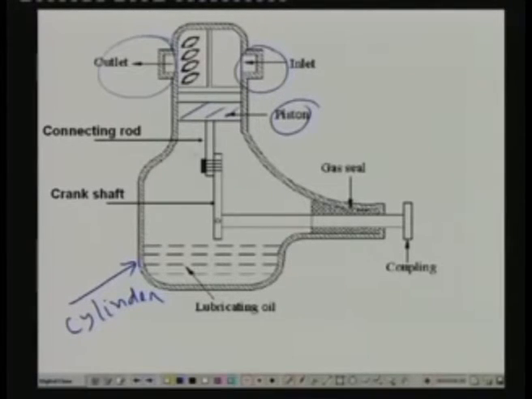And you can see that you also have a connecting rod which connects the piston with the crankshaft here. This is the crankshaft. So, the connecting rod connects the piston and the crankshaft, and this in turn comes out of the body of the cylinder through a gas seal here and is connected to an external drive. So, you can use either belt drive or a gear drive, and it can be coupled to an electric motor or an engine.